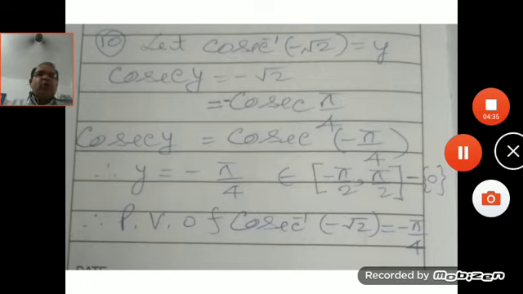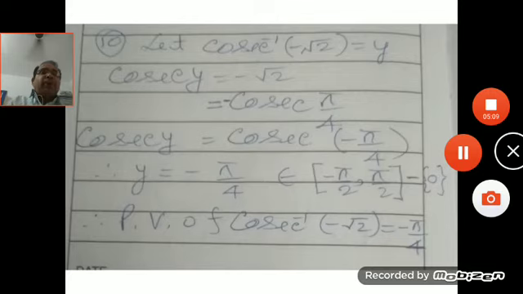So what we have to do? Minus square root 2, we can ignore the minus sign and directly write the value of square root 2. Square root 2 is the value of cosec pi by 4. So it can be written as minus cosec pi by 4. After that, we write this negative sign with pi by 4, so we can write it as cosec minus pi by 4. So cosec y is equal to cosec minus pi by 4. In this way, y is equal to minus pi by 4.